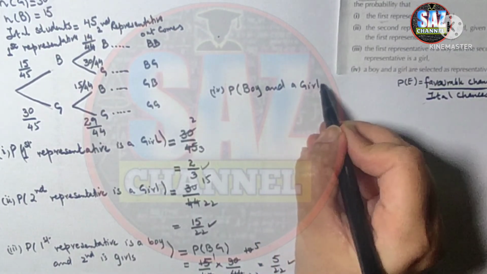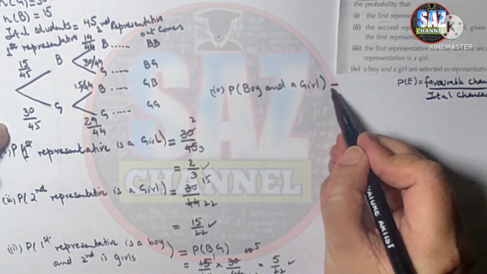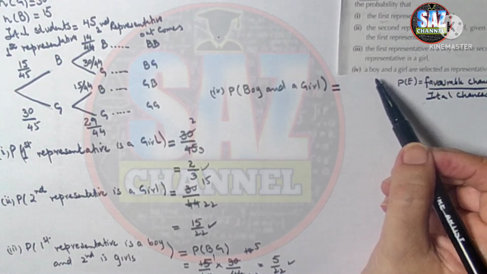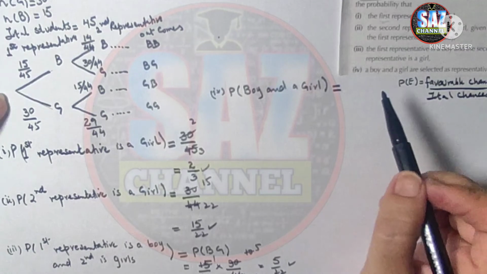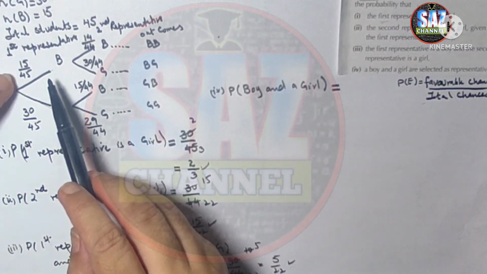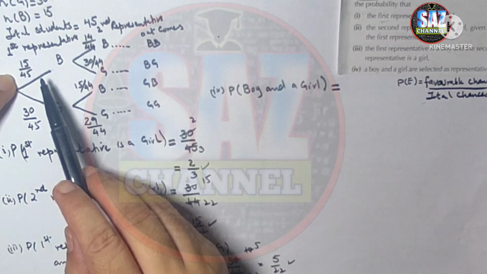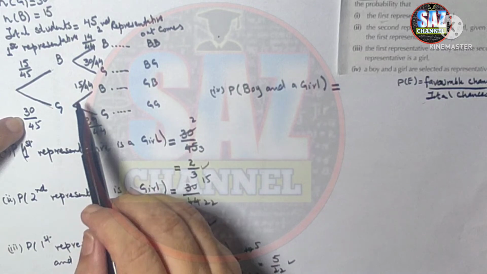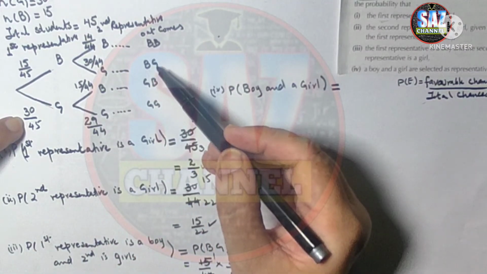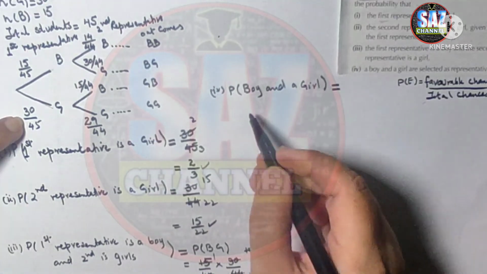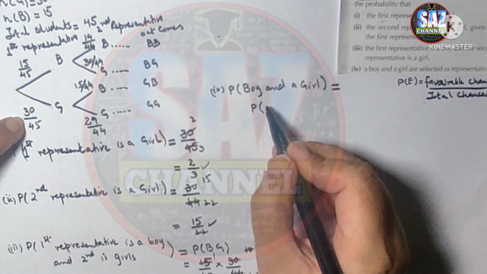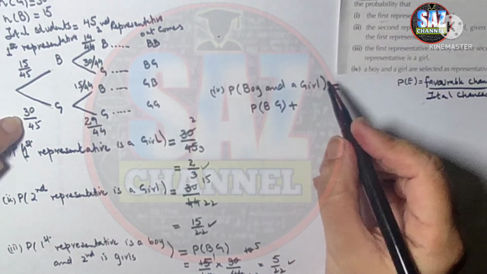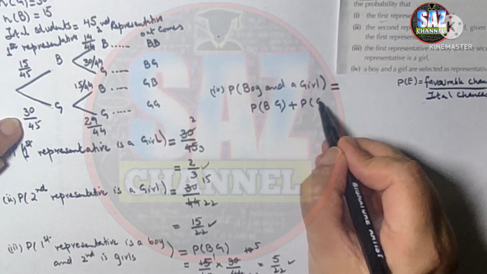Try to understand the question: here there is no condition or restriction imposed on whether we have to pick a boy first or a girl first. So it may be possible that someone picks a boy first and then a girl, or somebody picks the girl first and the boy later. So it will have the outcomes boy with girl or girl with boy. So it will be the probability of boy with girl, plus the probability of girl with boy.